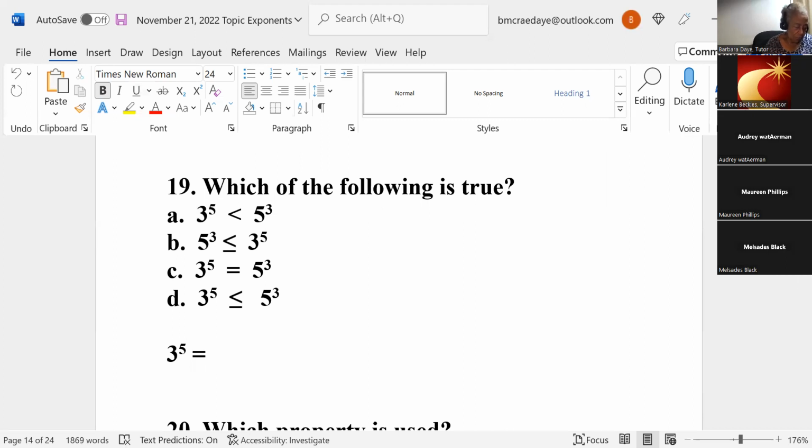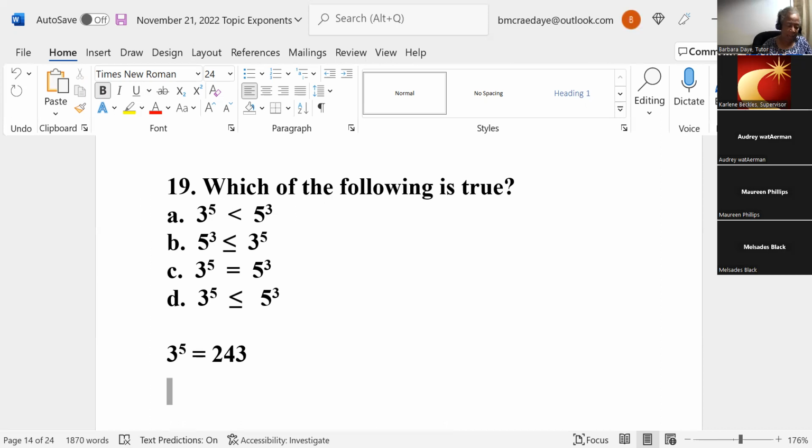Now, 3 to the 5th power is equal to what? 243. Okay, let's put 3 raised to the 5th power, 243. Audrey is right, 243. Everybody get that? You do it on your calculator, you get 243.